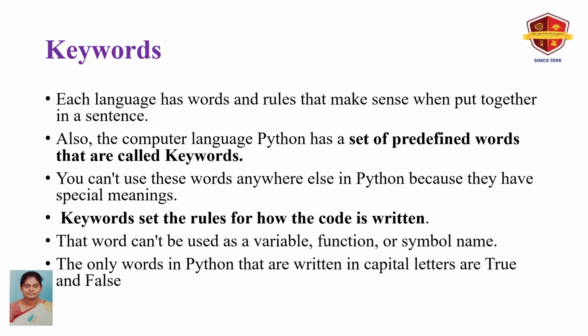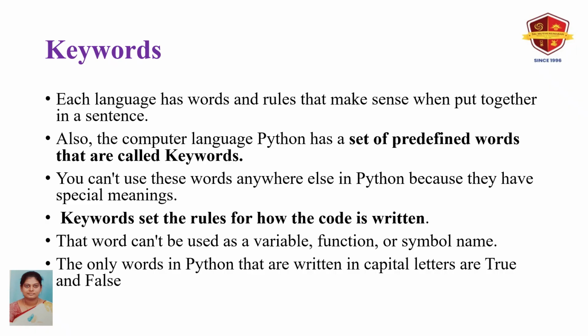Next concept, what are keywords? Keywords, from a programming language point of view, are a set of predefined words. We call them keywords. As mentioned before, each language has words and rules that make sense when put together in a sentence. You cannot use these keywords anywhere else in Python because they have fixed special meanings. Keywords set the rules for how the code is written.